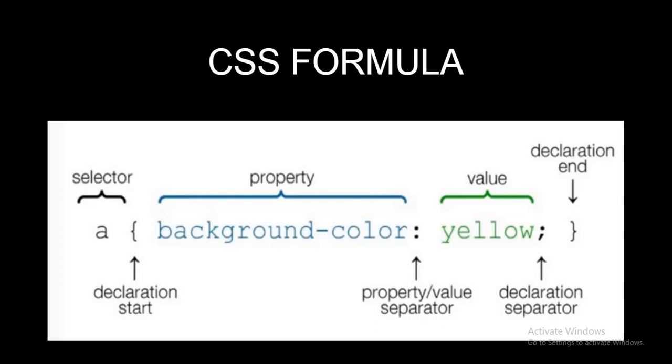Nyuma ya property hakurikiraho icyo bita colon cyangwa se value separator, then ugakurikizaho value might be color or size or whatever. Okay, nyuma ya value hakurikiraho icyo bita declaration separator. Declaration separator ni iriya semicolon.